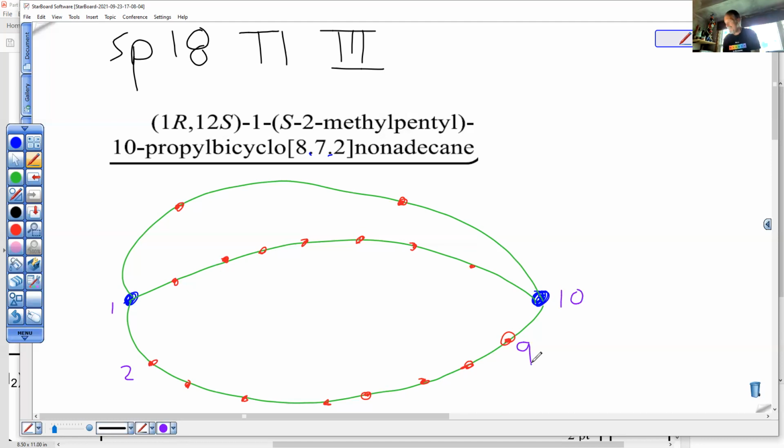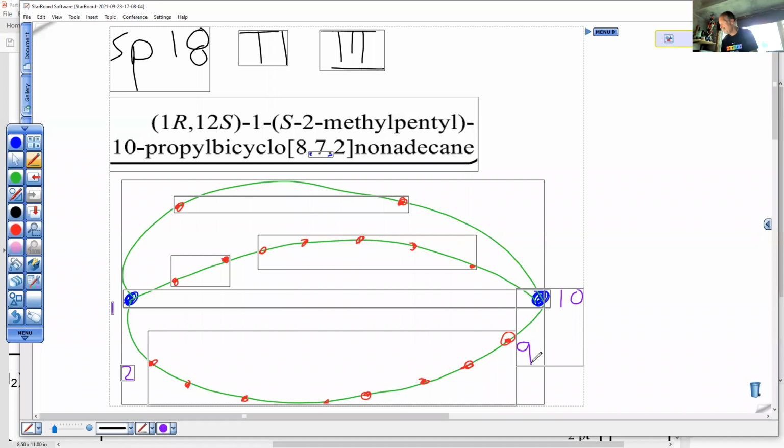And where's 11? Well, 11's in the next biggest bridge, but I don't even need 11 in this question. I don't need anything past 10. There's no groups anywhere past 10. So I'm going to stop numbering and put a group on 1.